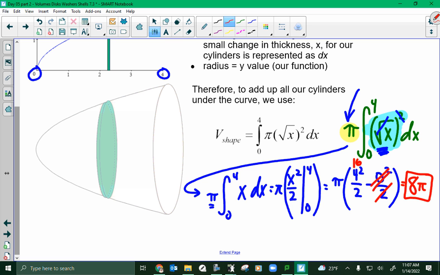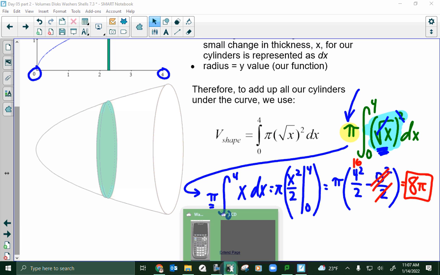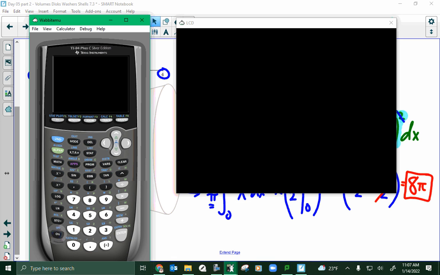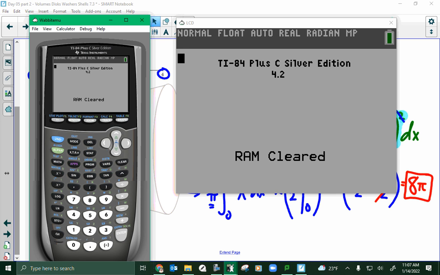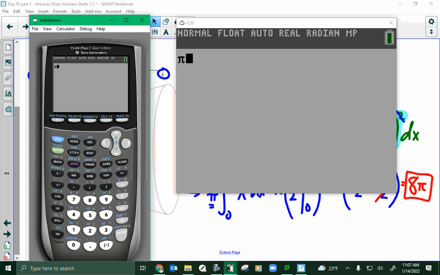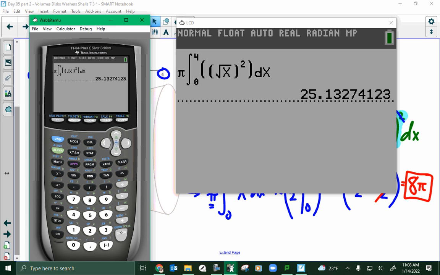Now, let's check this in the calculator. If you do homework, or if you have a test where you have a calculator handy, and you need to show your work, you should still check it on a calculator. Make sure you didn't make a simple mistake. So I'm going to integrate just what we said here. Pi on the outside. Math 9. That gives me integration from 0 to 4. And I'm going to put this in just like we did without any simplification. I'm going to take the square root of x, and I'm going to square that, dx. And I should get 8 pi.